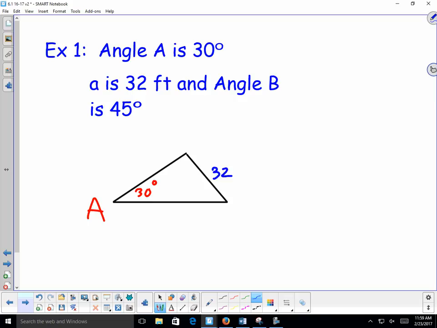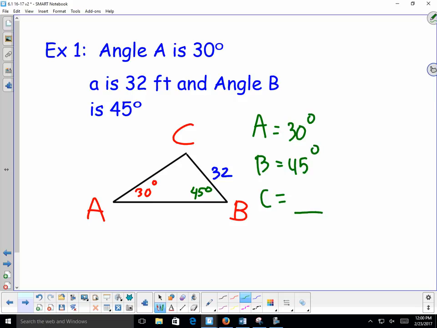And angle B, let's say, is 45. I'm just going to call this angle B here, and that means this is going to be angle C. And if angle B is 45 degrees here, for example, we are going to try and solve this triangle. Okay, so let's list what we know. We know A is 30 degrees, B is 45 degrees. We don't know angle C yet.